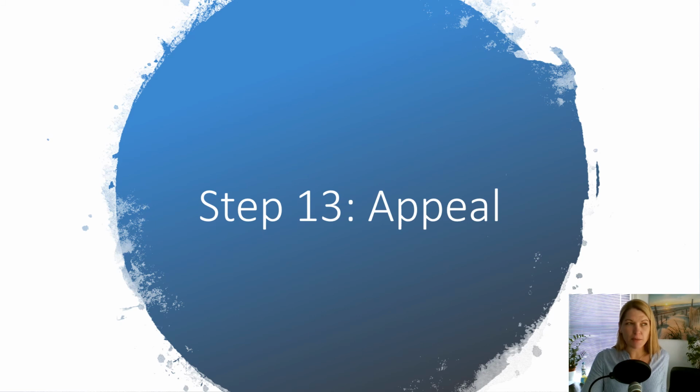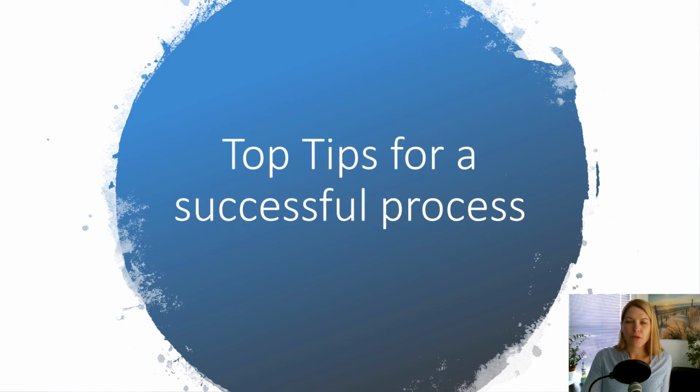Step 13 is an appeal if the employee were to appeal, and the key thing here is to make sure that where possible somebody who hasn't already been involved in the redundancy decision making process deals with the appeal. So finally, I'm just going to wrap up with my top tips for a successful redundancy process, and this can be whether you're doing a collective consultation or just the individual straightforward shorter consultation where there's less than 20 employees.